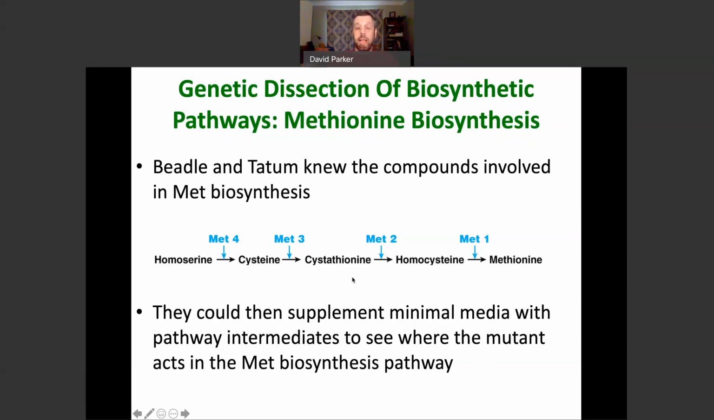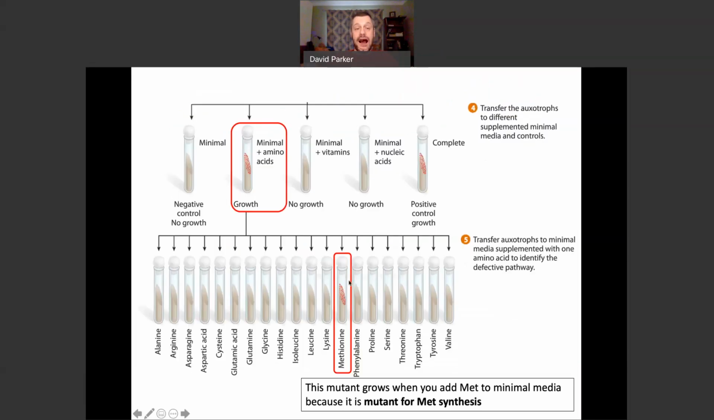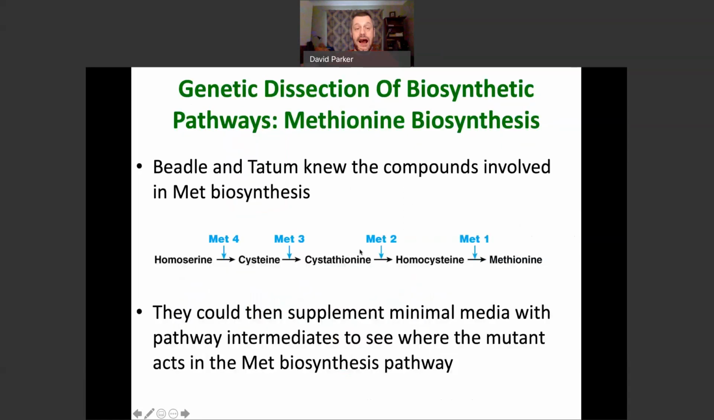And what Beadle and Tatum wanted to discover was, similar to the experiment I just discussed, where we're adding back amino acids to figure out which one is required, if we could add back these intermediates, maybe we could figure out where the pathway is blocked. And Beadle and Tatum knew this biosynthetic pathway because this was already quite well established.